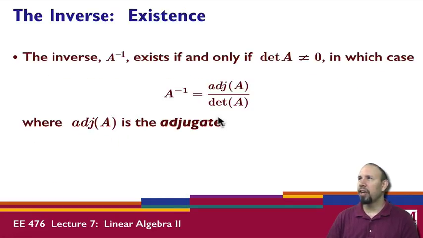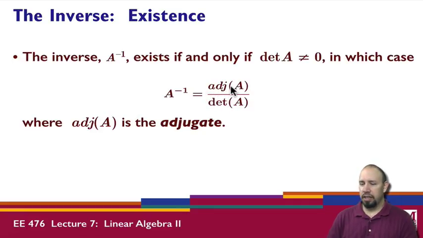So here's one way to calculate the inverse. The inverse matrix exists if and only if the determinant of A is non-zero, in which case the inverse is given by the adjugate divided by the determinant. Obviously, we need the determinant to be non-zero or we can't divide by it. And then there's this thing called the adjugate. Sometimes you'll see it referred to as the adjoint, but that's actually not exactly correct. So we're going to use the correct term, adjugate, which has the same three initial letters, ADJ.